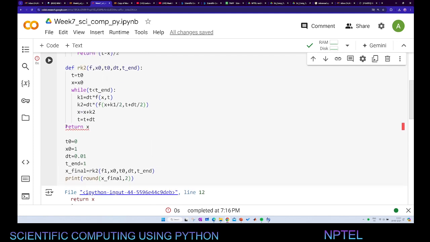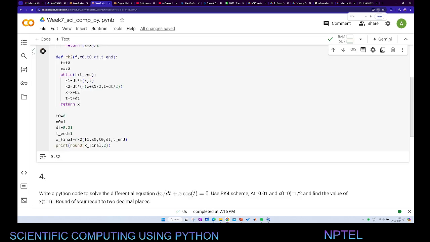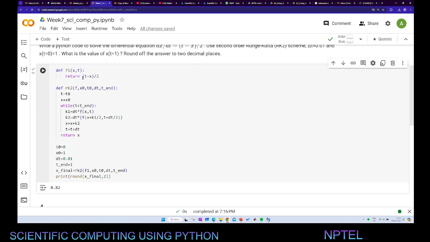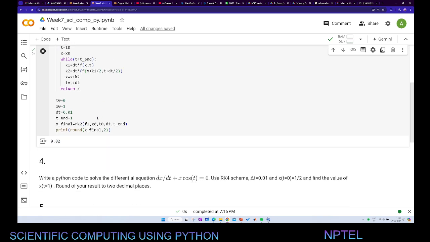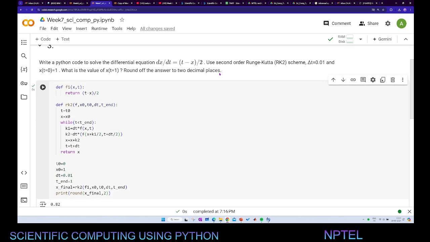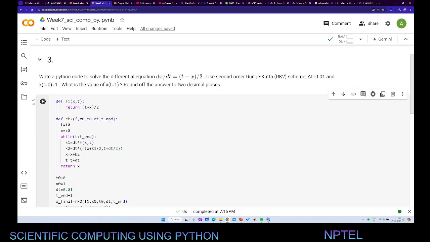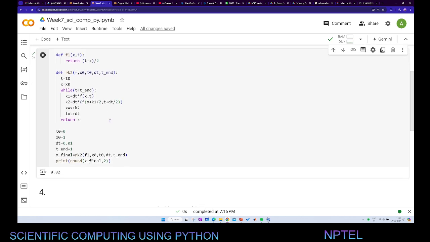What happened? Oh, return should be inside the function. Okay, it gives 0.82. Alright. Which is the correct answer, I think, and we can check. So we'll do the checking later. So turns out this is solvable. So we'll solve this and see if it is okay.